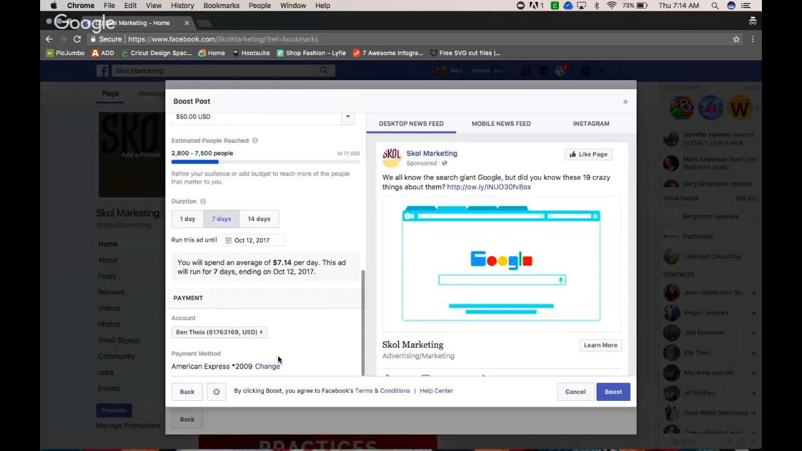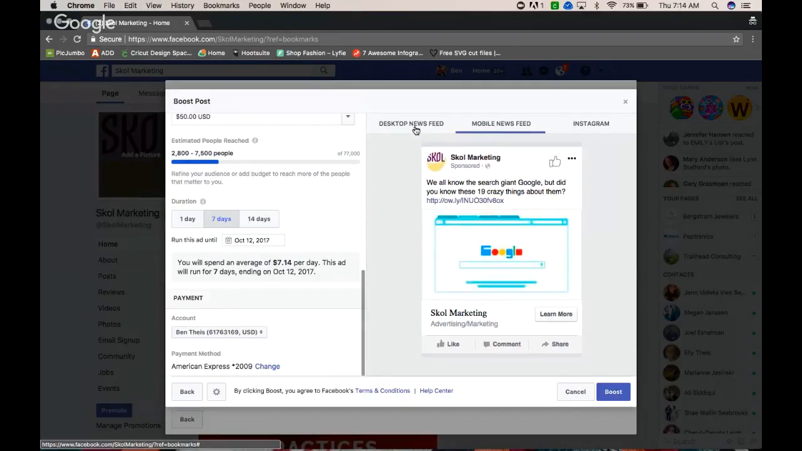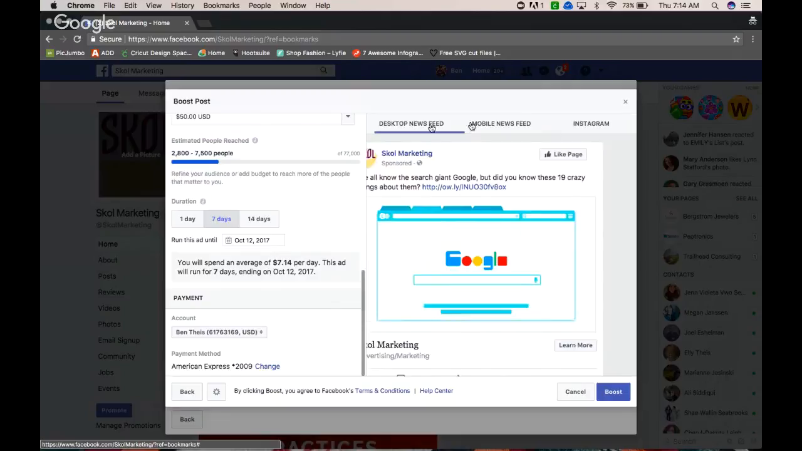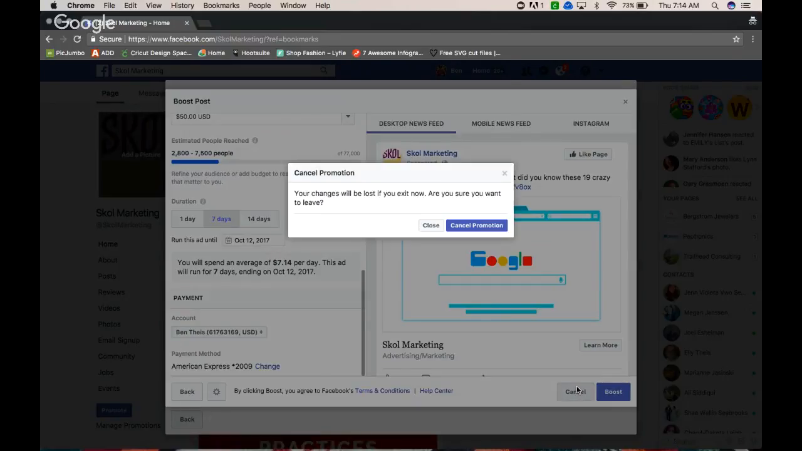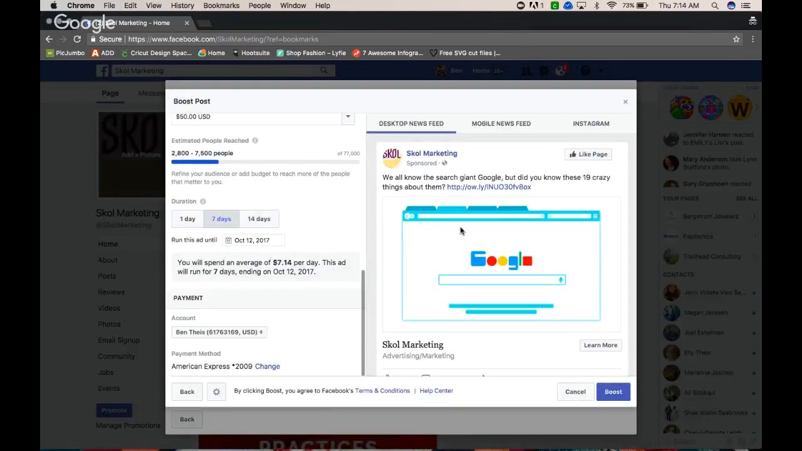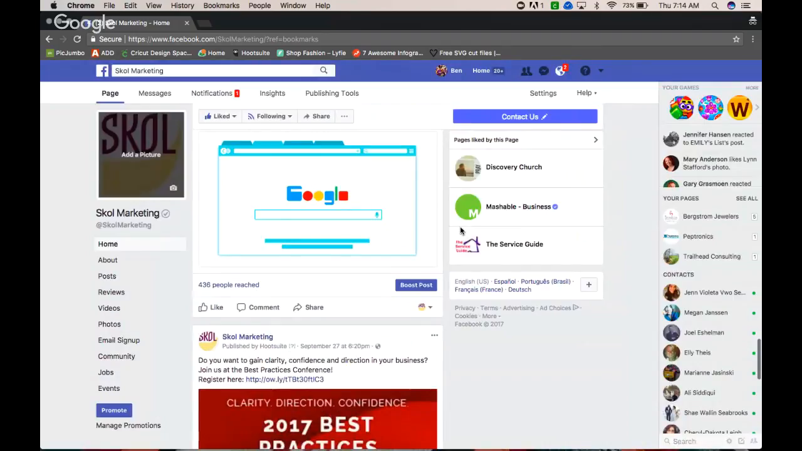You can obviously pick your payment type and bam, we're going to hit the boost button and it's going to go out there right away. Now, if you wanted to see what it looked like, you can actually see the different makeup of your actual ad here. And that, at the end of the day, ladies and gentlemen, is how we're going to boost an ad on Facebook.